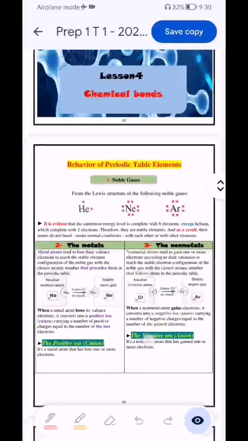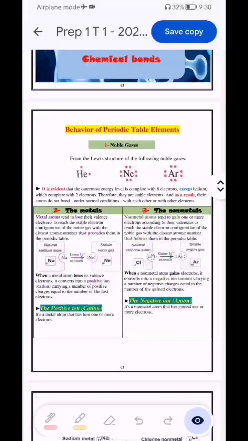At first, as we said in the previous lesson, there are different types of elements like metals, non-metals, metalloids, and noble gases or inert gases. Okay? We said metals have 1, 2, or 3 electrons in their outermost level, and non-metals have 5, 6, or 7 electrons, and noble gases have their outermost level complete with 8, except helium, which is complete with 2.